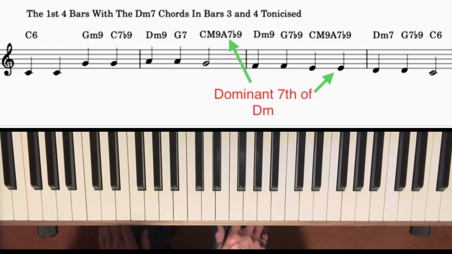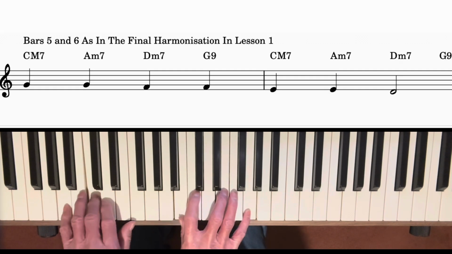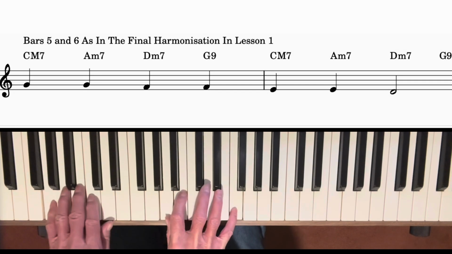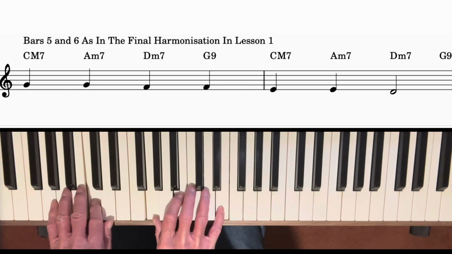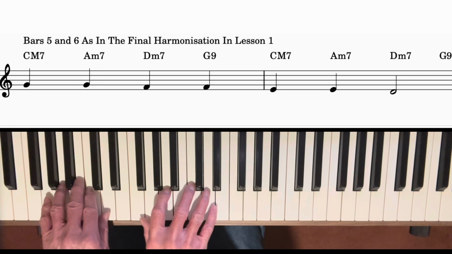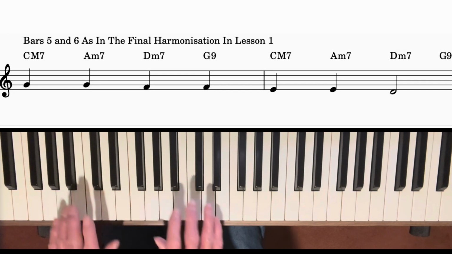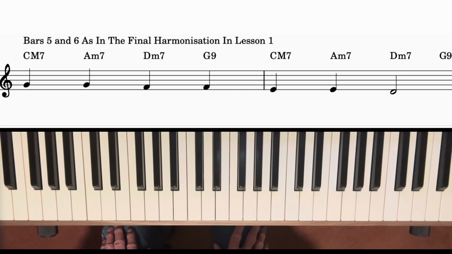So let's just look at the first 2 first of all. I played C major 7, A minor 7, D minor 7, G9, C major 7, A minor 7, D minor 7, G9. So before we go on to the 3rd and 4th bars with the flat 5th substitutes, let's just look at ways that we can make these chords slightly more colourful.